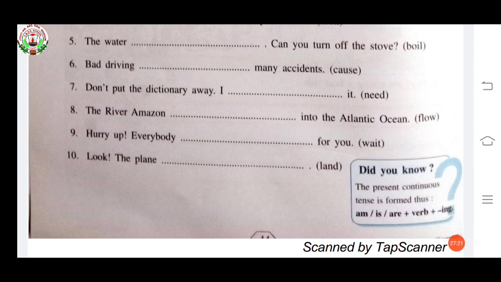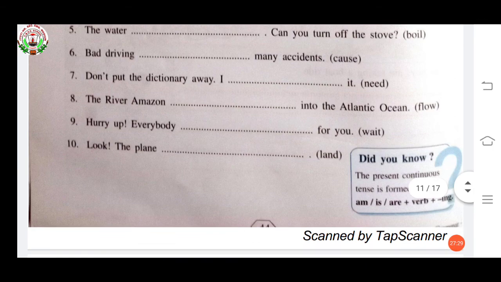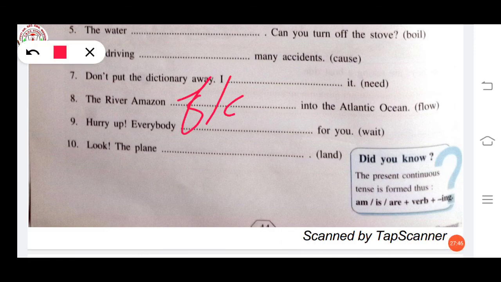Now, don't put the dictionary away. I dash it. I need it. Now, eighth one. The river Amazon dash into the Atlantic Ocean. Flow is given. The river Amazon flows. So s is there. Is this continuous? No. This is simple present because s is there.